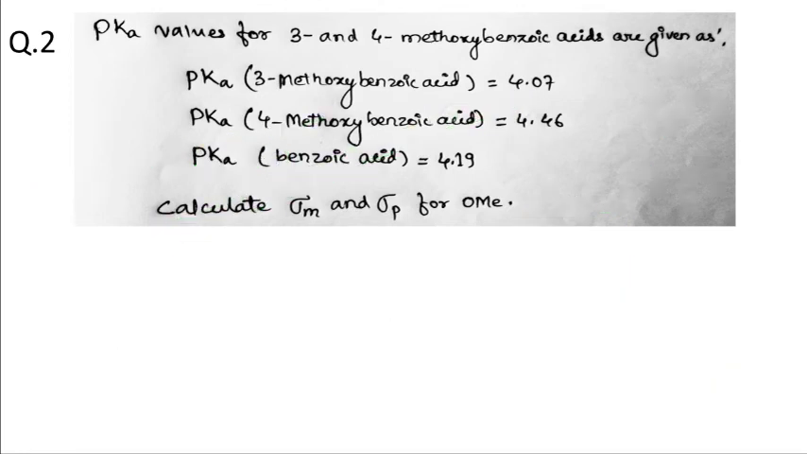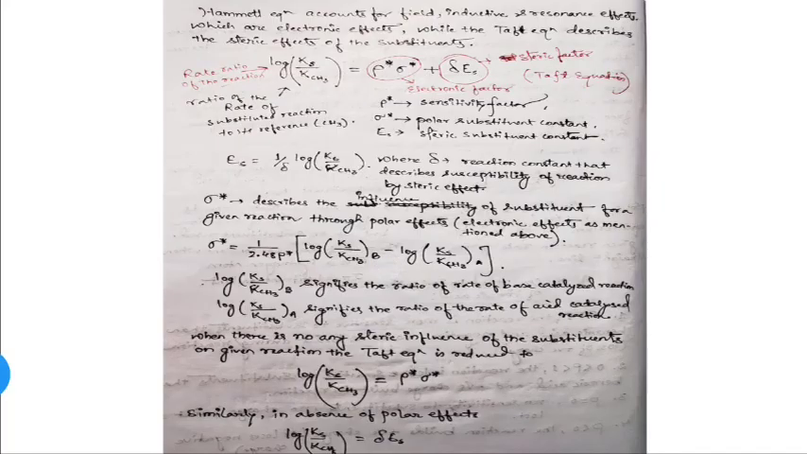Okay, let's move on to the next, the Taft equation. This is something which I have written for the Taft equation. If you can see here, the Hammett equation accounts for field, inductive and resonance effects, which are electronic effects, while the Taft equation describes the steric effects of the substituents. You can see this later on; this is what I'm going to explain. Okay, you see what the Taft equation is.